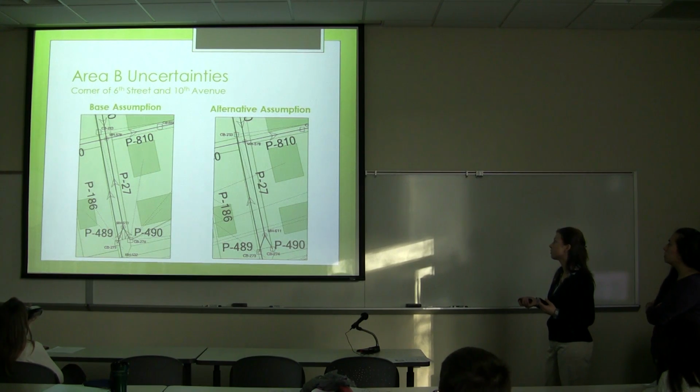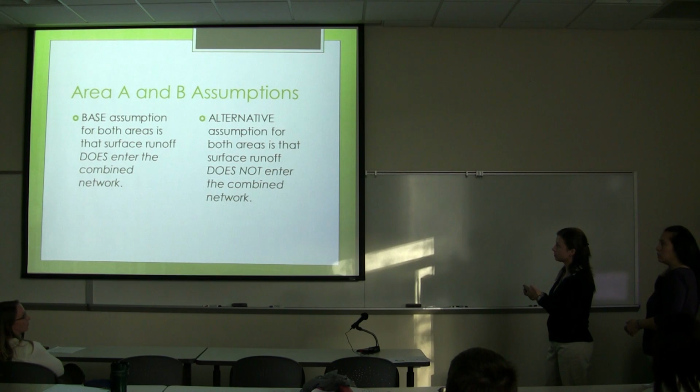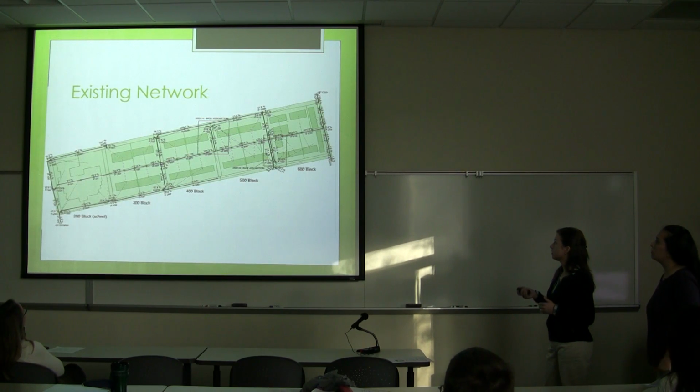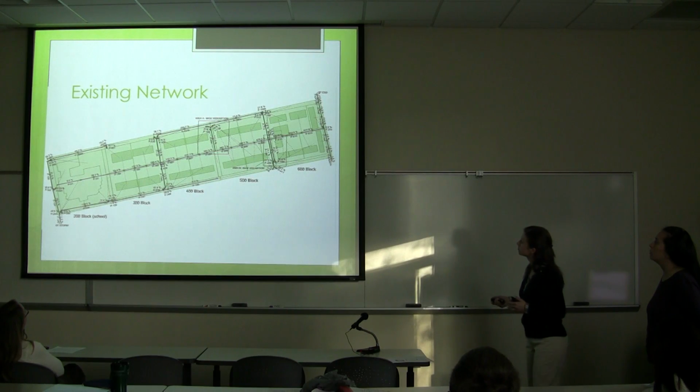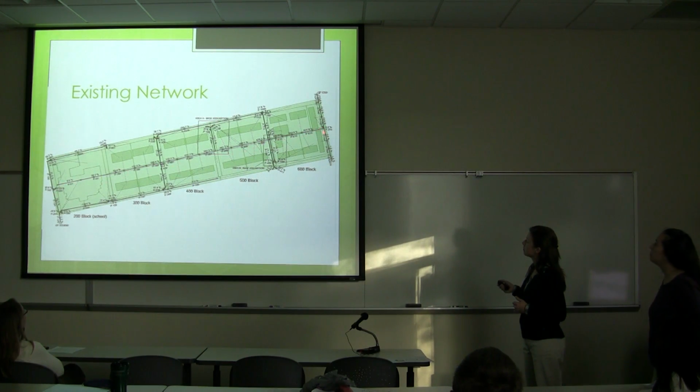So just to sum it up, base assumptions for both areas were that surface runoff does in fact enter the combined network, and our alternative assumption is that it does not enter the combined network at either of these points. And here you can see an overview of our network. You can see here's the two areas, Area A and Area B, that we just spoke about. And the combined sewer, of course, runs right down the alley, as shown in everyone else's network, and then joins with the main line here.